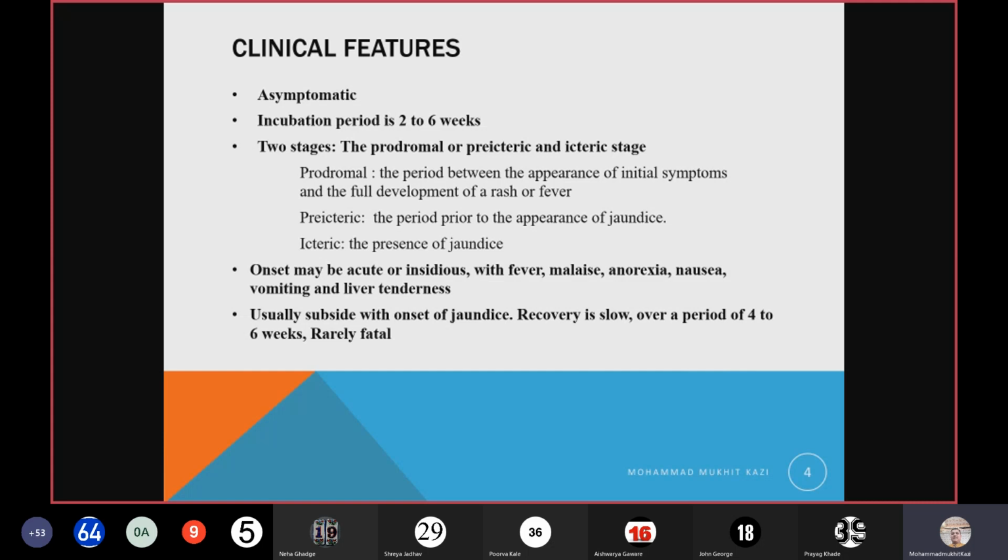So coming to the clinical features of this virus.